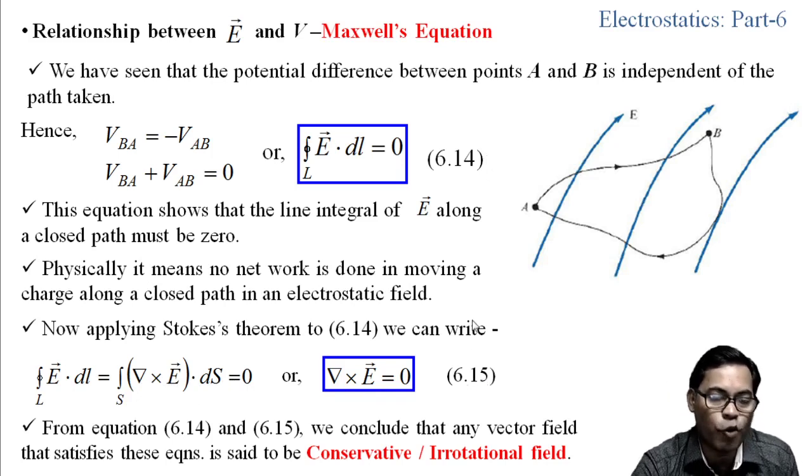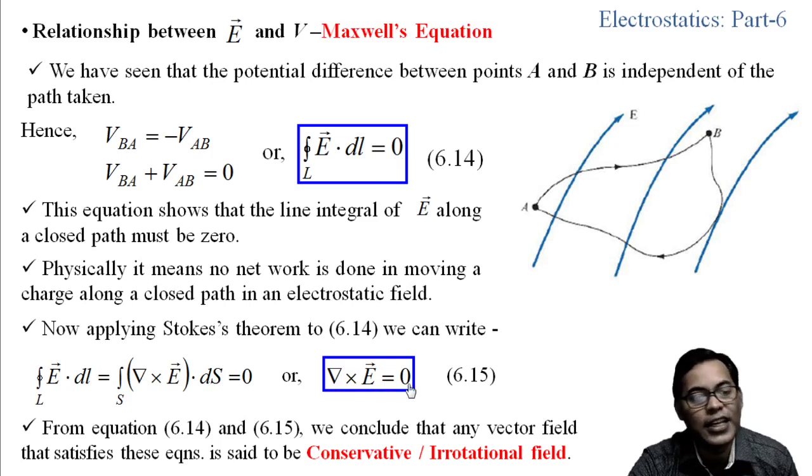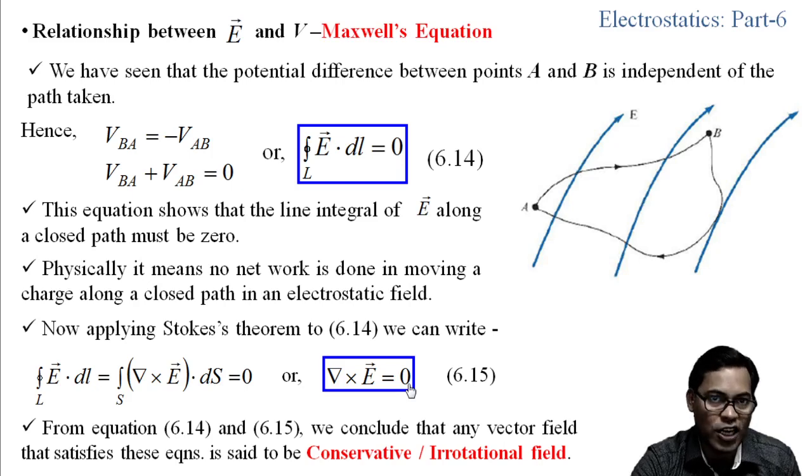Now from equations 6.14 and 6.15, we can conclude that any vector field, here E is the electric field, that satisfies equation 6.14 and equation 6.15 is said to be a conservative or irrotational field. So for any vector field in x, y, z that you consider, if the line integral of that vector field dot dl equals 0, or del cross the considered vector field is 0, then we can say that vector field is conservative in nature, or an irrotational field.